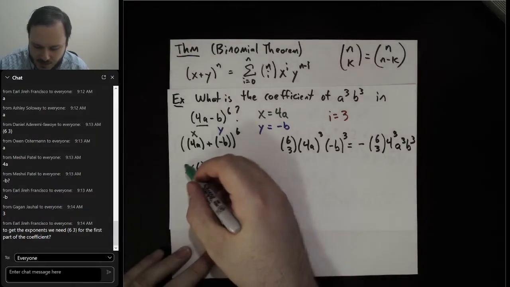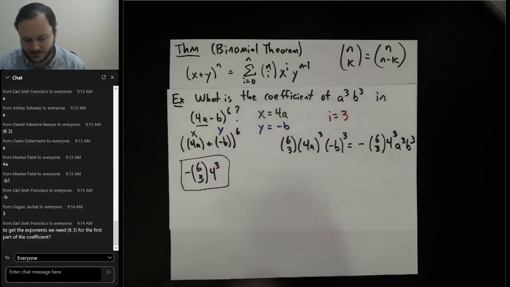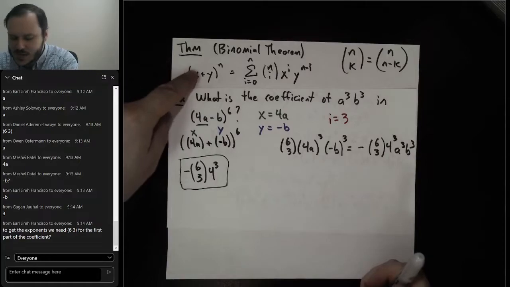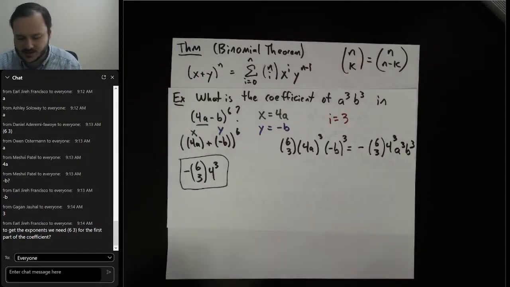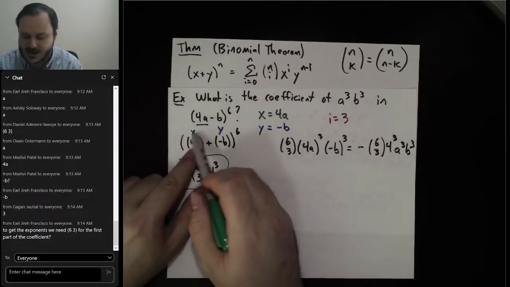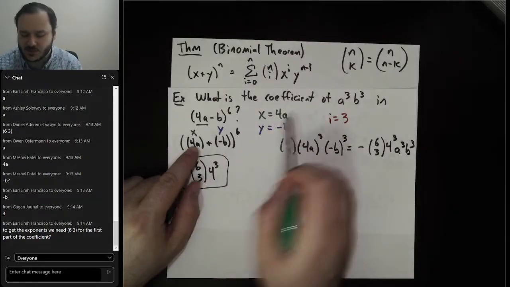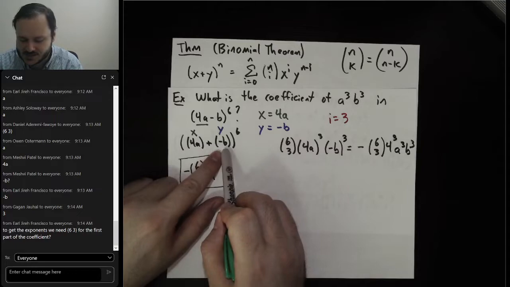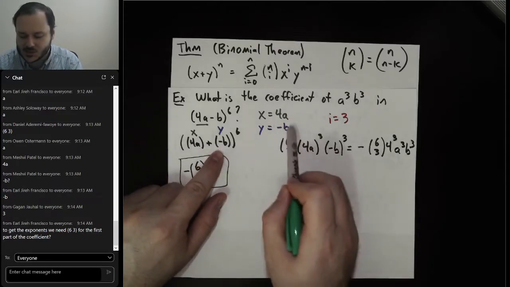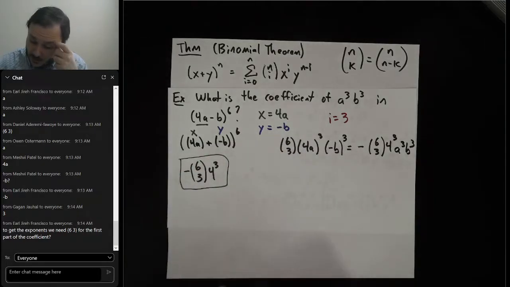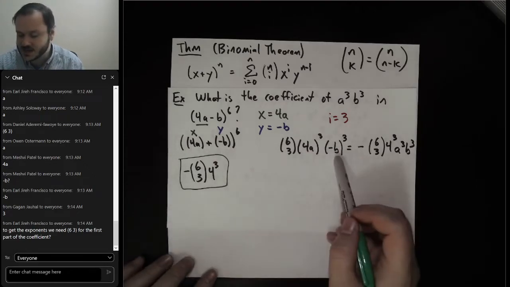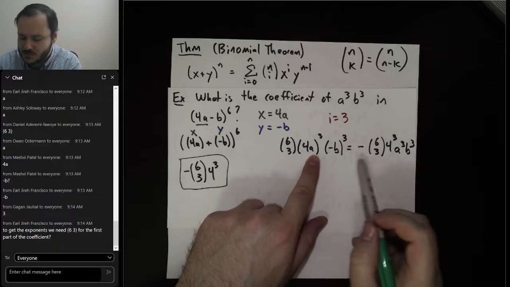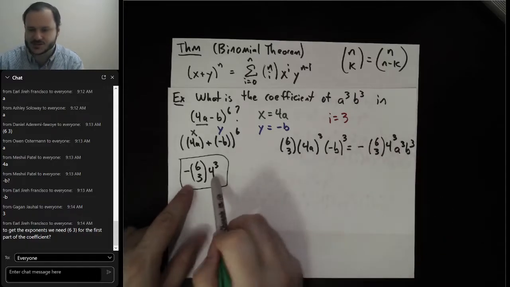Using the binomial theorem. We wanted to squeeze it into this form. So I had to squeeze my 4a together to fit inside my x variable. And to change the minus into a plus, I had to do a plus negative b to squeeze my negative b into the y variable. And then I can plug those in, and I can focus on the a cubed, b cubed part by pulling all of the coefficients out front.